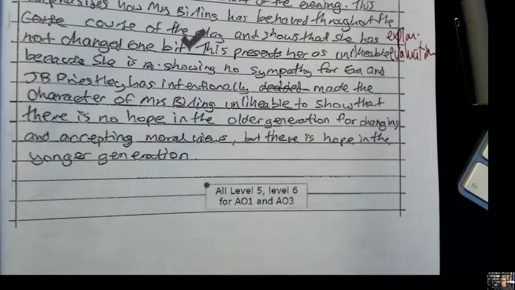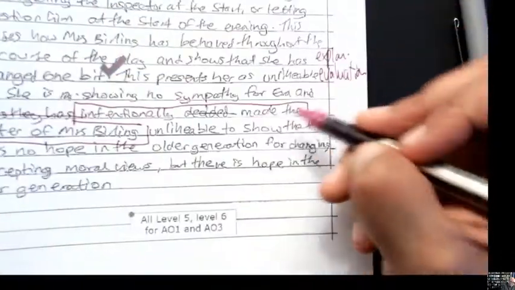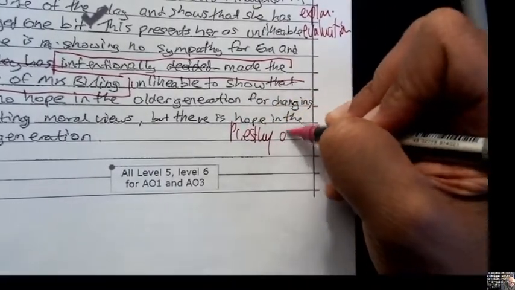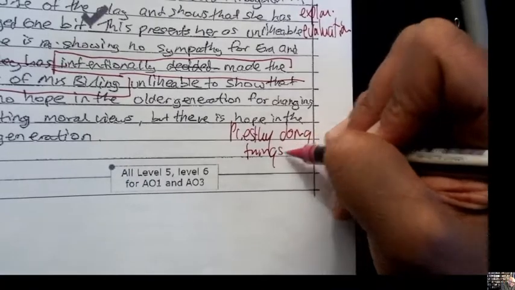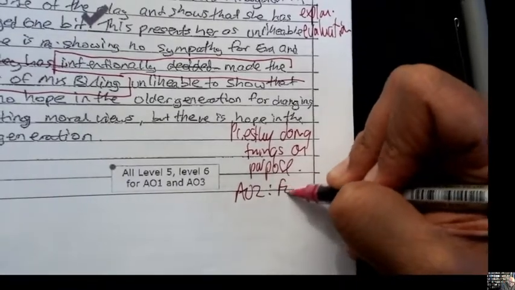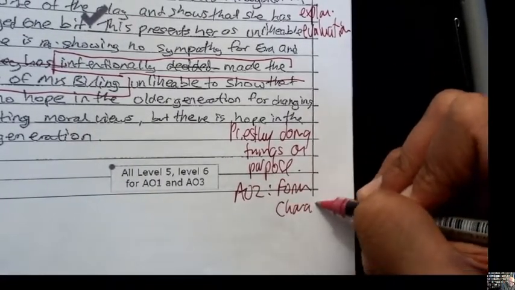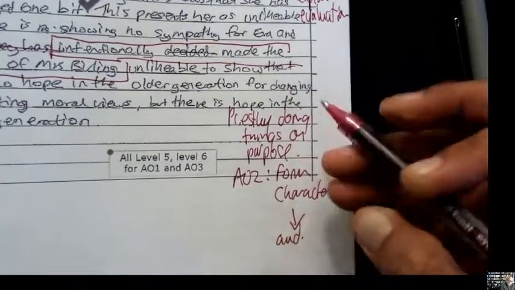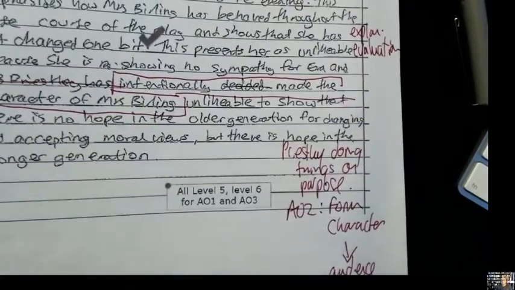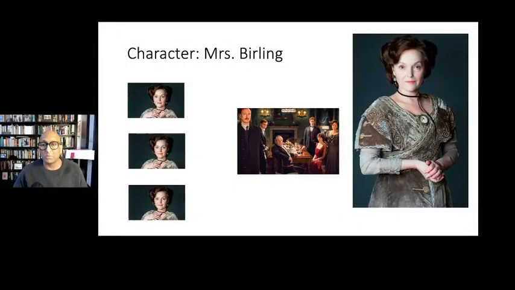And intentionally made the character of Mrs. Birling unlikable to show that there is no hope in the older generation. They intentionally made the character of Mrs. Birling might be a really good way to think about Priestley doing things on purpose. And that for me is AO2: form, character, and audience reaction.